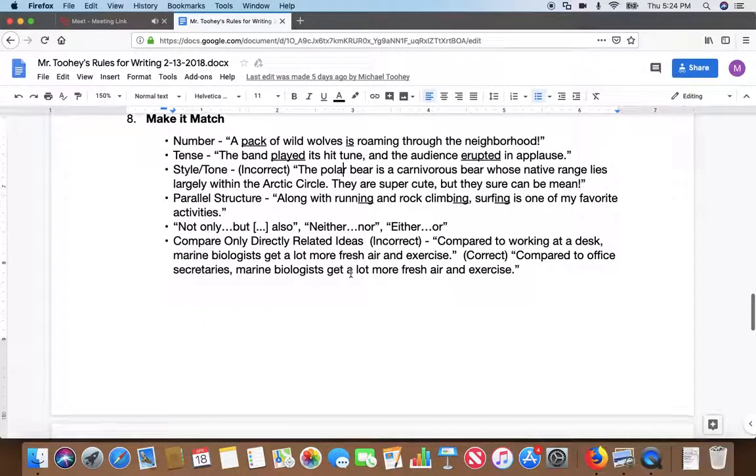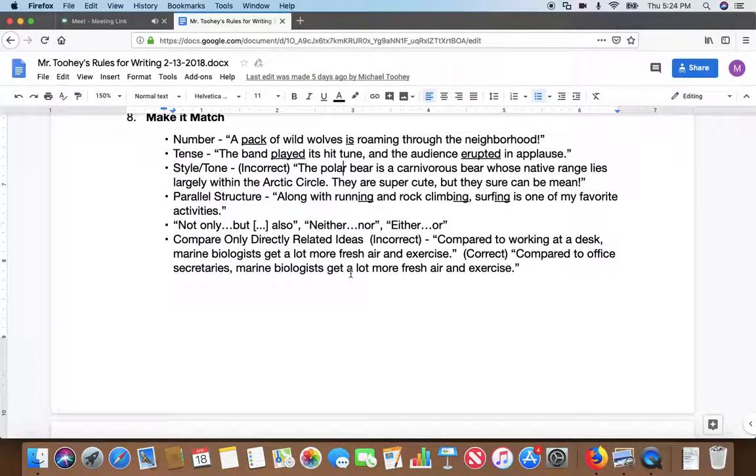Make it match style and tone. If you start seeing stuff that sounds conversational, that is the way people talk, but not the way that you should write in a professional, formal journal article, then they'll probably test you on make it match style and tone. So look for the obviously conversational answer choices and eliminate them. Go with the formal professional tone.